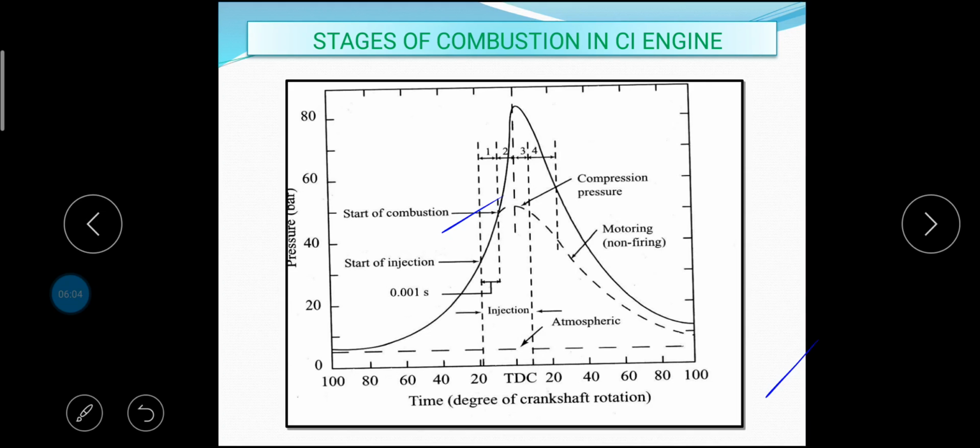Next stage is period of rapid combustion. The period of rapid combustion, also called the uncontrolled combustion, is that phase in which the pressure rise is rapid.